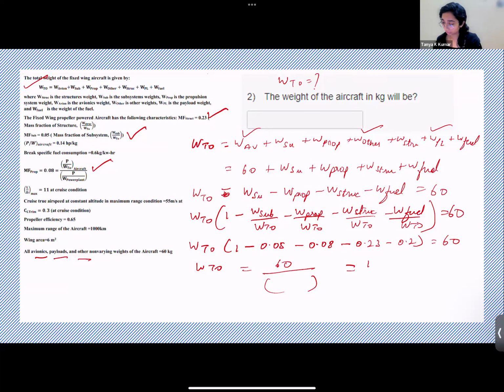136.36, correct. So it's around 137 kgs. Approximately equal to 137 kgs. Okay. So this is how you go about doing such questions. When they've given you the weight fractions, try dividing the entire equation by the takeoff weight and then just substitute the fractions, the ratios. All right. Okay. Next question.